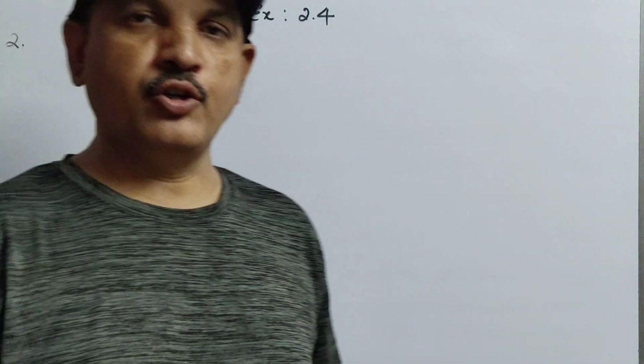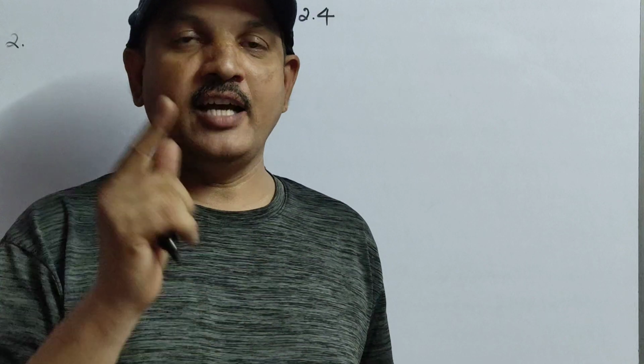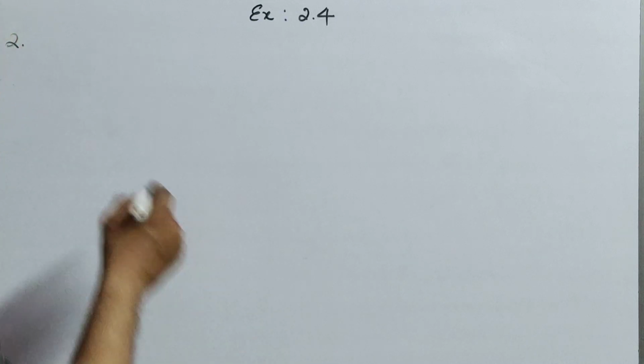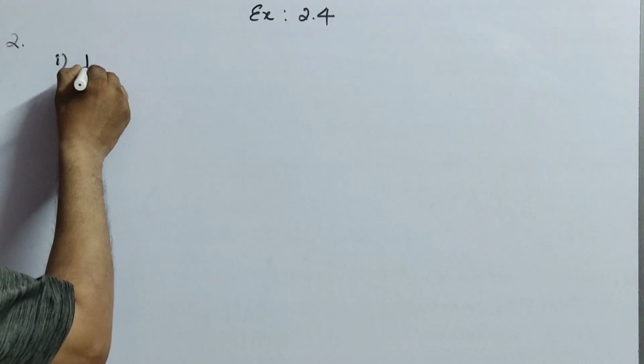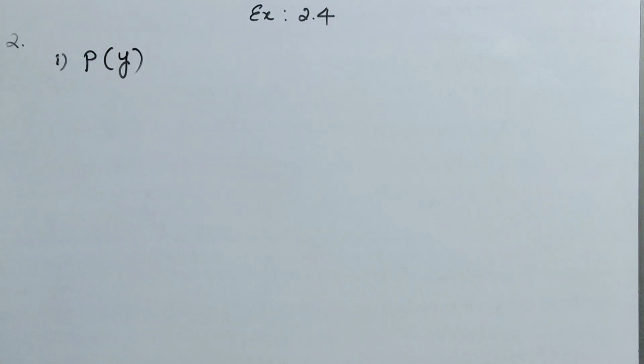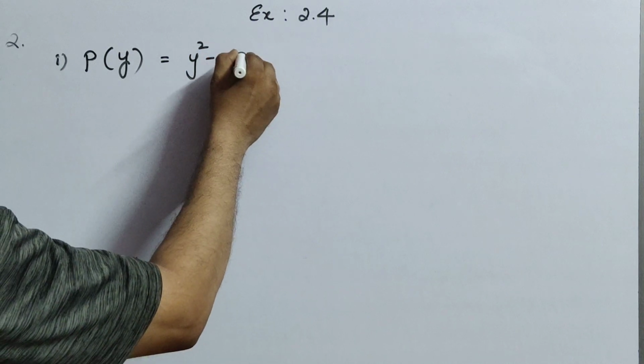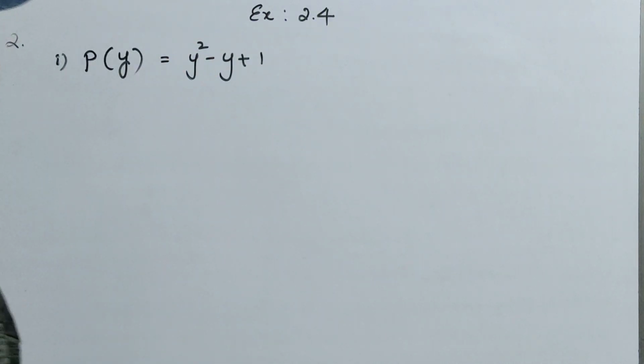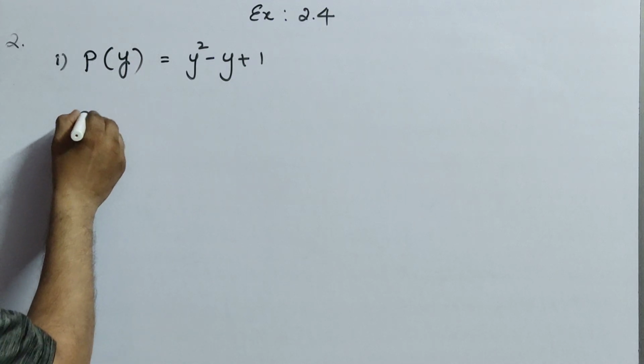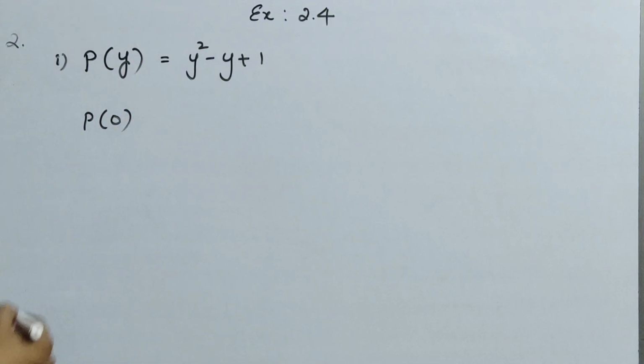Now see the second question, children. What is the second question given? Find p of 0, comma p of 1 and p of 2 for each of the following polynomials. That means in one question they ask p of 0, p of 1 and p of 2. So what is the first question here? P of y is given. So p of y is given as y square minus y plus 1. Now he is asking us to find p of 0. First we will find p of 0.